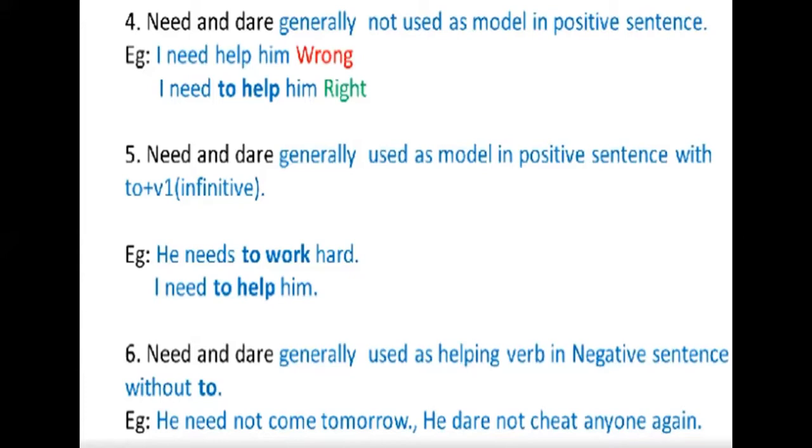But when you are talking about negative sentences, then you need not insert to. Just as in the example, he need not come tomorrow. What is this? This is a negative sentence. So we are not adding to. He dare not cheat anyone again.